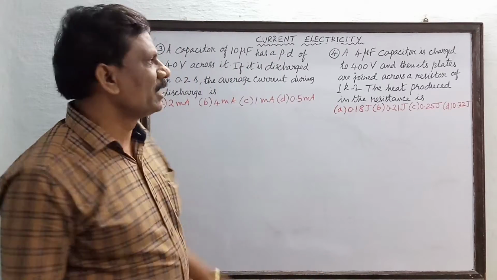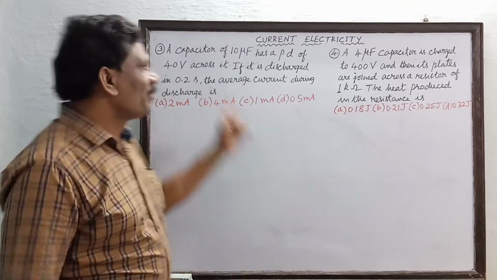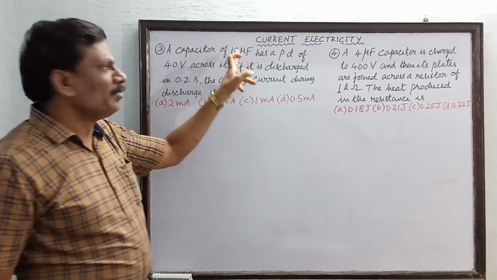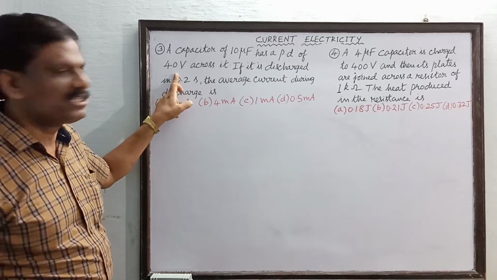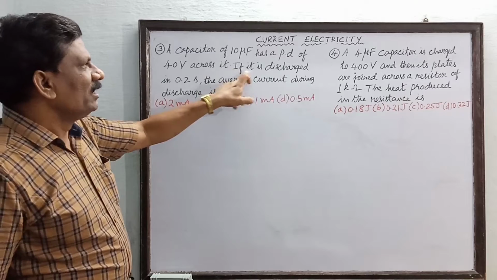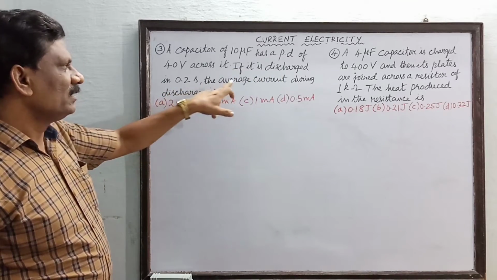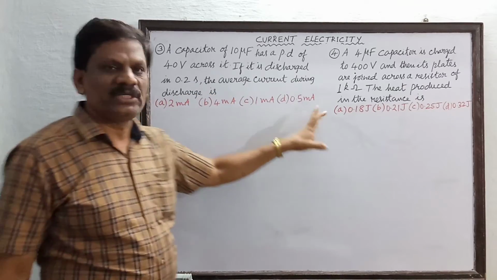Hi students, now we are continuing the solving of the multiple choice questions in current electricity. Problem number 3. A capacitor of 10 microfarad has a potential difference of 40 volt across it. If it is discharged in 0.2 second, the average current during the discharge is one of the four options.